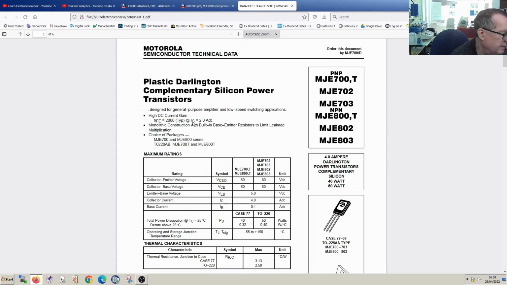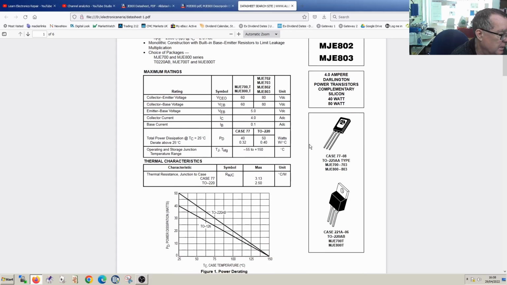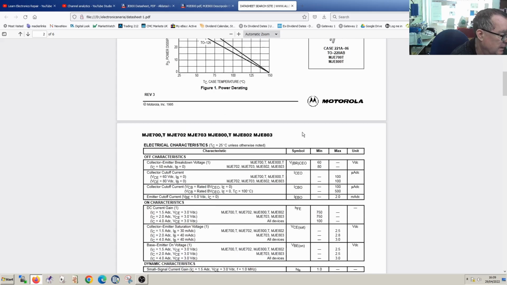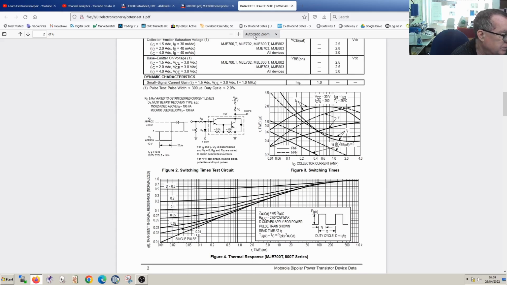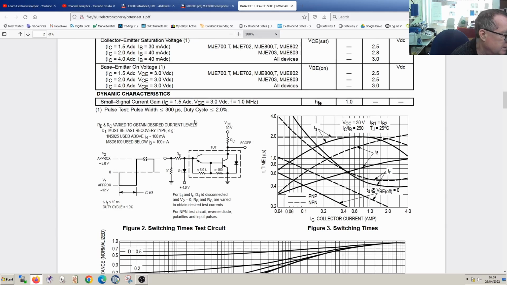Here is the data sheet for that strange device. It was this one, MJE700. That's the actual device, the transistor. It's in that type of case. And if you have a look at this, it basically shows you what's inside this. So effectively, it has two transistors internally connected, whereby the emitter of one goes to the base of the other one. And the idea of this is it basically increases the gain. So the total current gain is the gain of this transistor multiplied by the gain of this transistor.